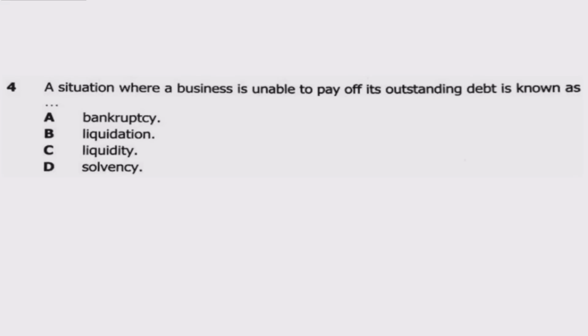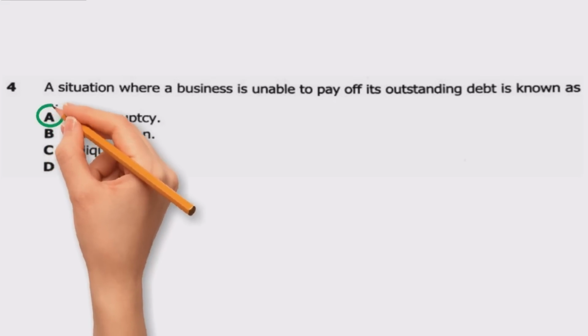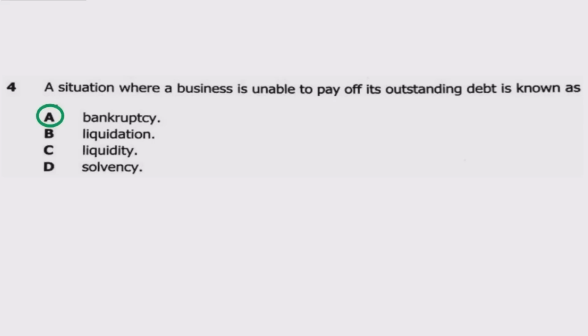Question 4 is as follows. A situation where a business is unable to pay off its outstanding debt is known as A, bankruptcy. B, liquidation. C, liquidity. D, solvency. The correct answer is A, bankruptcy. Bankruptcy is the situation where a business is unable to pay off its outstanding debt.